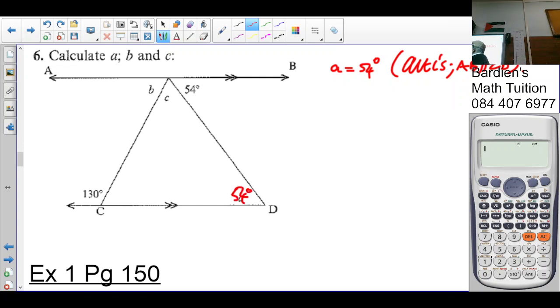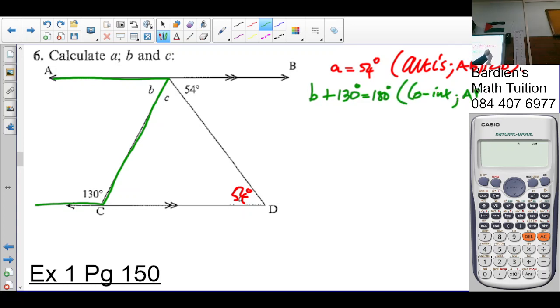Okay, next. B. 130 degrees plus B equals 180. Why? Interior angles with AB being parallel. So B will be 180 minus 130, which is 50 degrees.